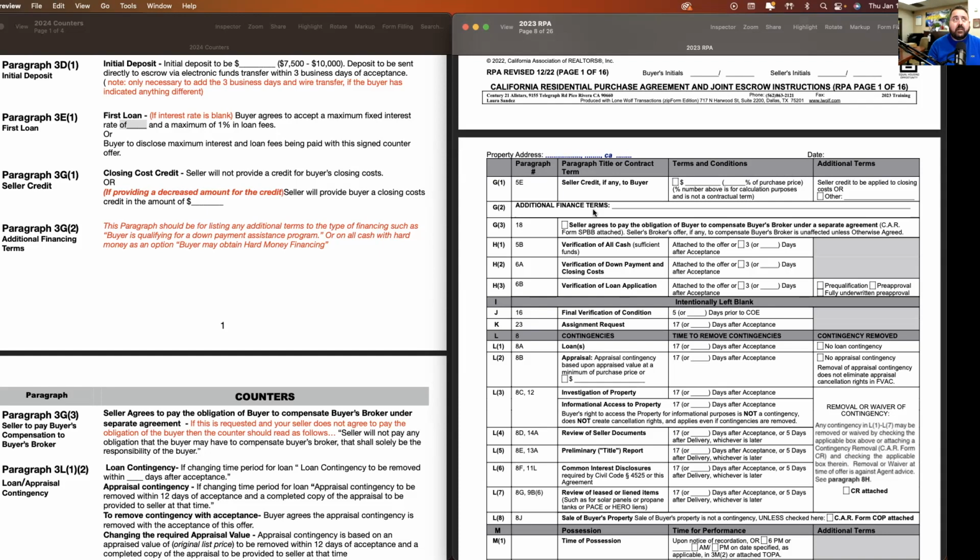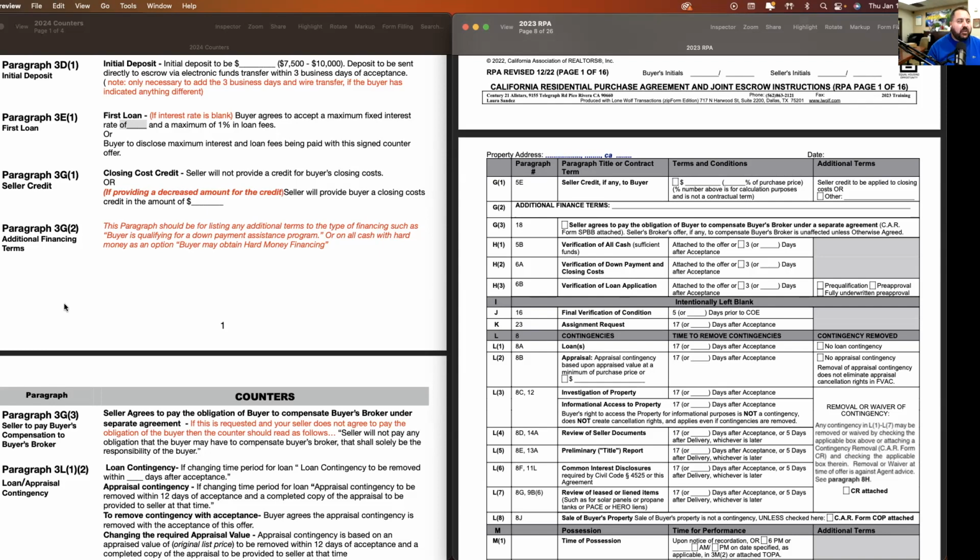So the only thing that should be in paragraph 3G2 is what kind of financing terms are affected, like they're qualifying for a down payment assistance program, and if they know the program, the name of it should be in there. Or if it's an all cash offer and they want the backup of being able to do a hard money loan, they would write in 3G2, buyer may obtain hard money financing. That's fine. That's not a counter.